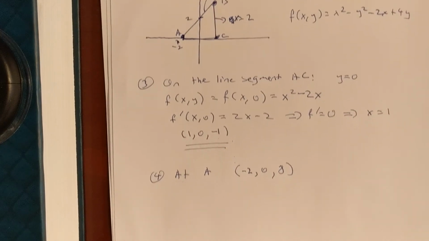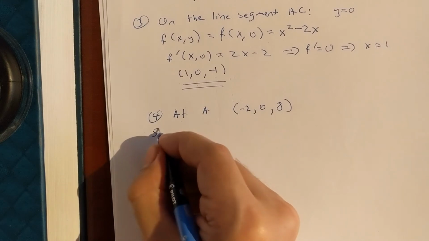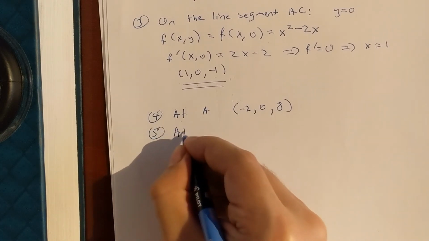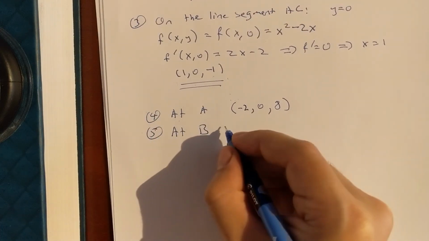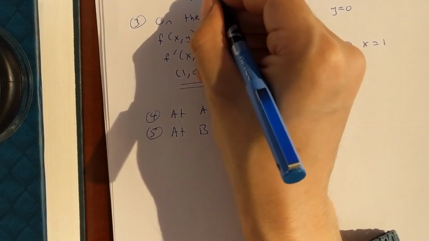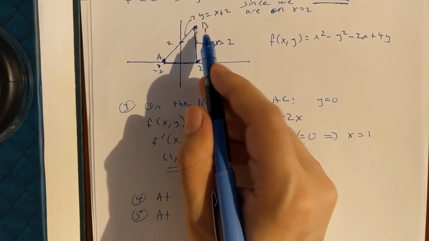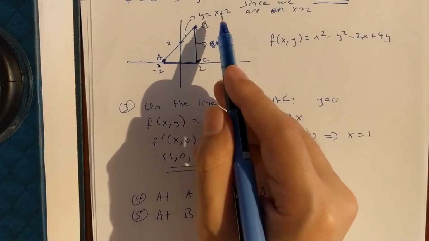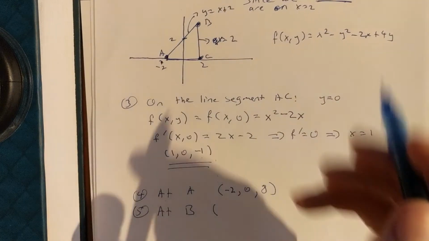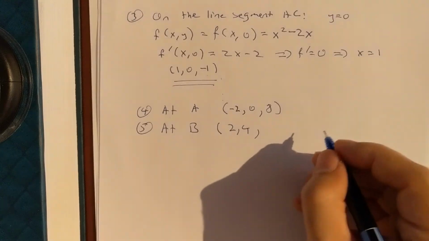Okay, so we have minus 2, 0, 8. Now let's do B, number 5, at B. Okay, what do we have? What are the coordinates for that? Well, the x-coordinate is 2. The y-coordinate, I get it from this line. The x-coordinate is 2, so the y-coordinate is going to be x at x equals 2. This is going to be 4. So 2, 4. Let's calculate the z-coordinate now.